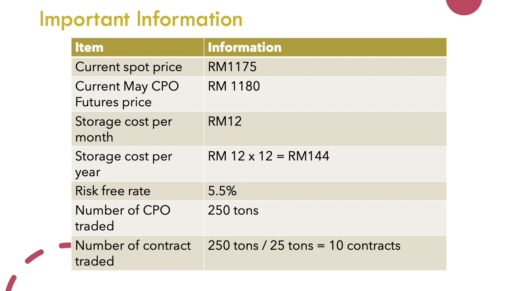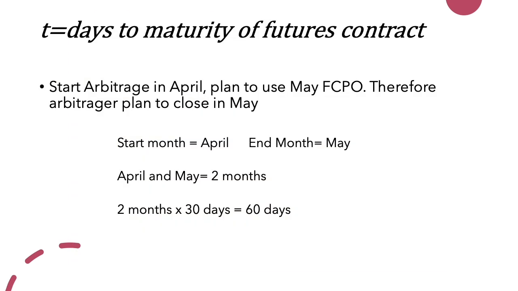So step number one, you calculate the fair price of FCPO. So you plug in all the figures into the formula. So you get the fair value of FCPO is at 1209.29. Step number two, you compare price and choose your strategy. So fair value calculated is 1209.29 ringgit. Current May CPO futures at price 1180. Therefore, futures price is less than fair value. So when futures price less than fair value, it is an underpriced condition. So underpriced condition, we choose reverse cash and carry strategy.